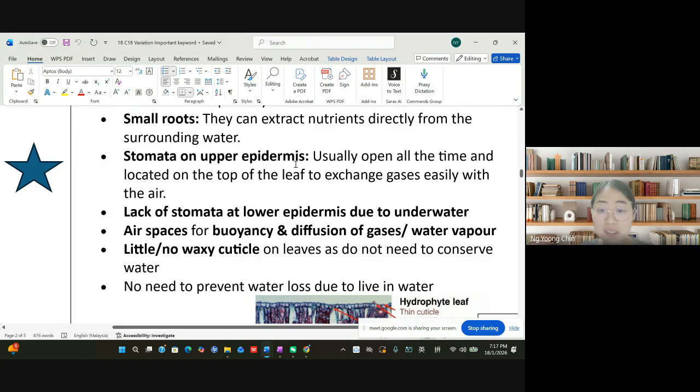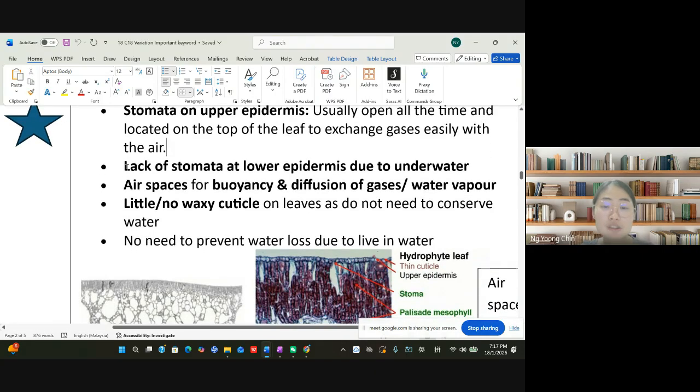Stomata on the upper epidermis, so they can allow gas exchange easily with the air in the atmosphere. And then there is a lack of stomata at the lower epidermis because it is underwater, okay? Because if your stomata were located on the lower epidermis, it would be just like your nose being immersed in the water. You cannot breathe.